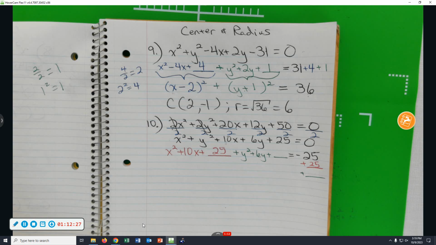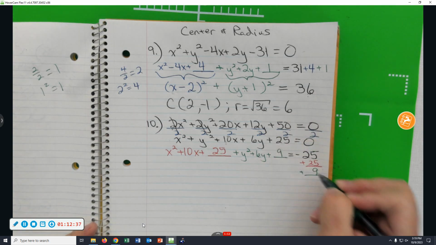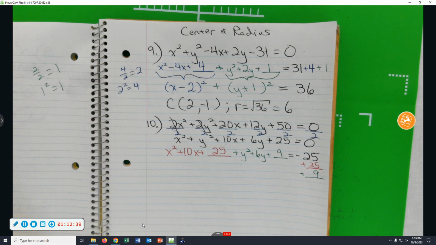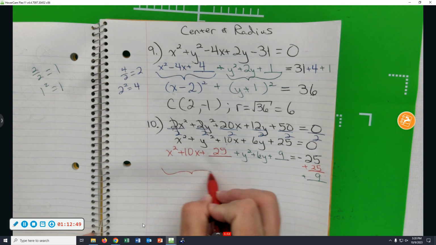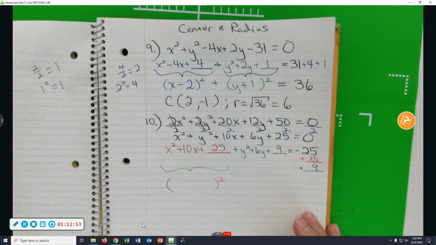What are we going to add into the green blank? Half of 6 is 3. 6 divided by 2 is 3. 3 times 3 is 9. So add 9 to both sides. Let's factor the trinomials that we built. Factoring the red trinomial, the x trinomial. What do we have in the parentheses?